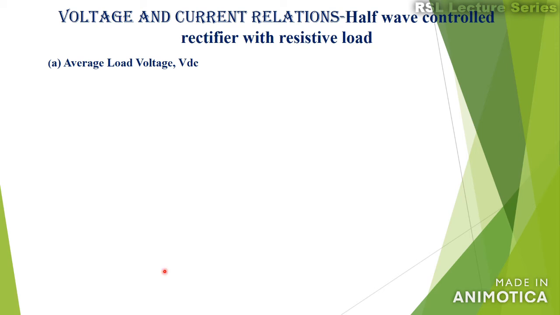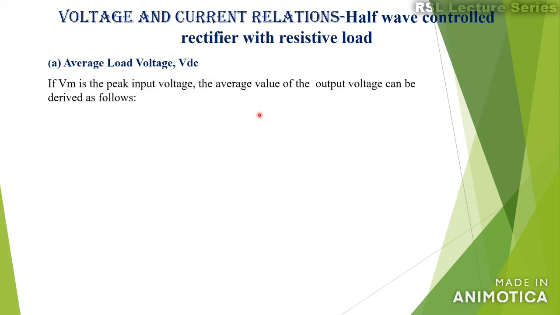So next we will discuss the voltage and current relationships. First we will see the average load voltage VDC. The average load voltage can be derived by using the analytical method. Suppose Vm is the peak value or maximum value of the input voltage. Then the average value of the output voltage is given by 1 by 2 pi.